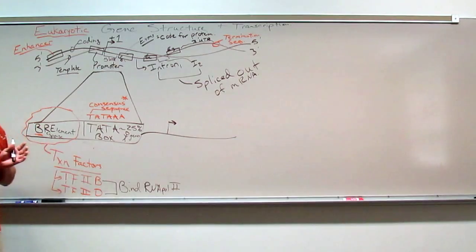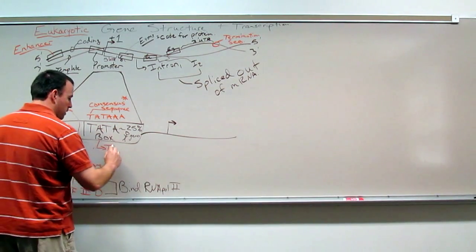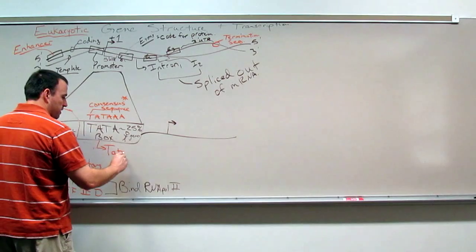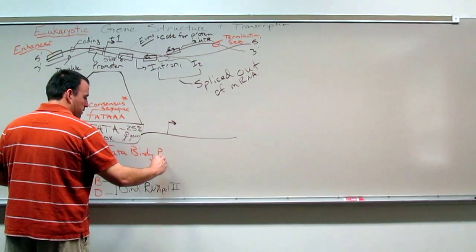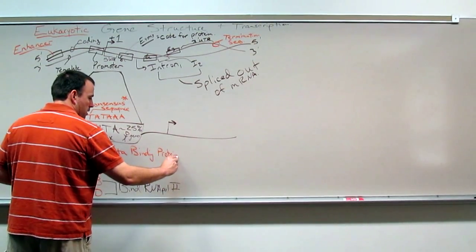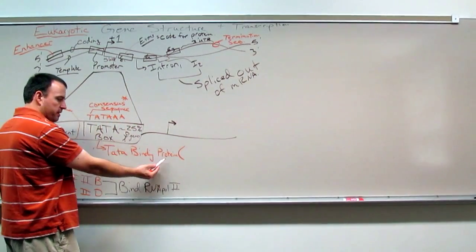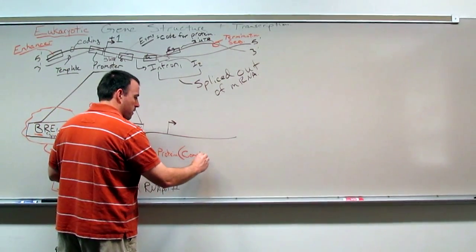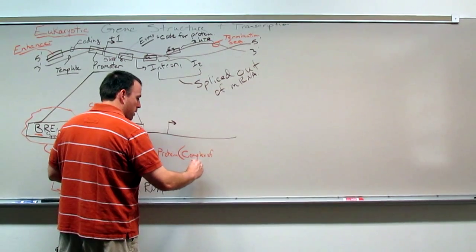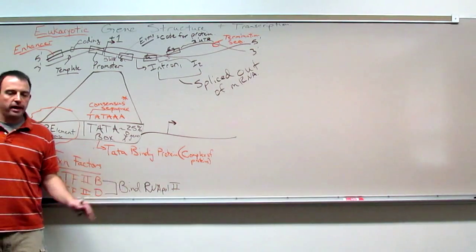So what happens here? At the TATA box, what we really do is bind this protein called the TBP, the TATA binding protein. And this guy is bound to a lot. So sometimes you'll see this called TBC, the TATA binding complex. So this is a complex. Okay?